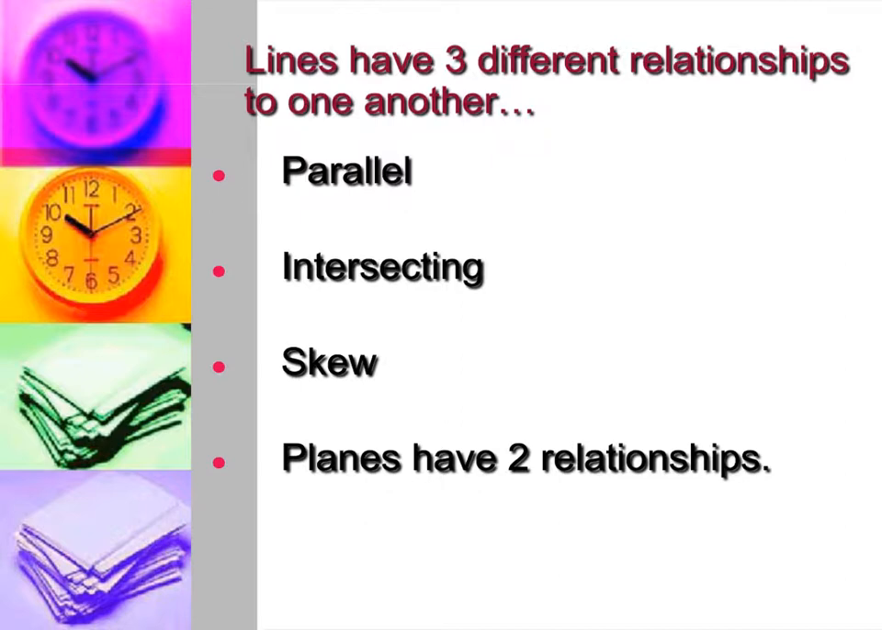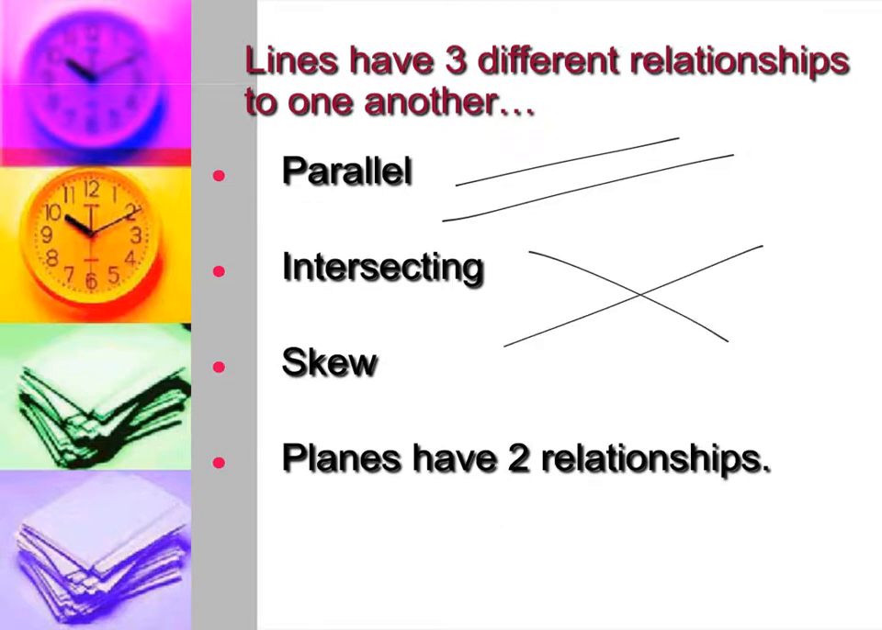So lines have three different relationships to one another. They can be parallel, right, where they don't intersect. They have the same slope if we're graphing them. Intersecting. And then there's skew. So skew is basically where they don't intersect, but they're also not parallel. Okay? They are two lines that are in completely different planes. This is something we haven't really seen before.